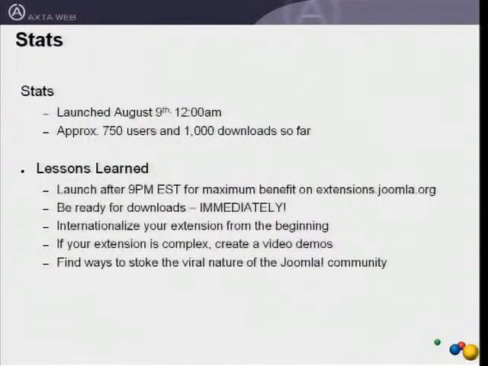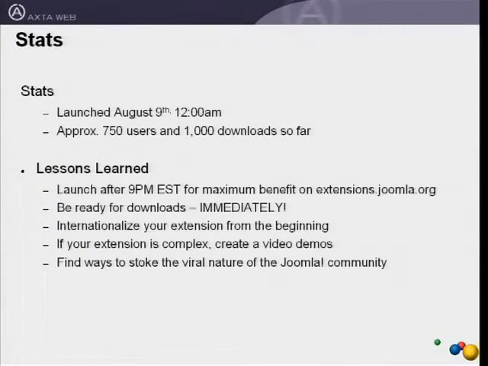The extension, once we had built it, we got ready to launch. It was in the beginning of August, actually. We were planning to launch. We had pretty much all of the original code developed. And one of the things we didn't know is we had no idea what to expect after we put it up on the extension site, what kind of traffic we would get, how we would get it out to the community.